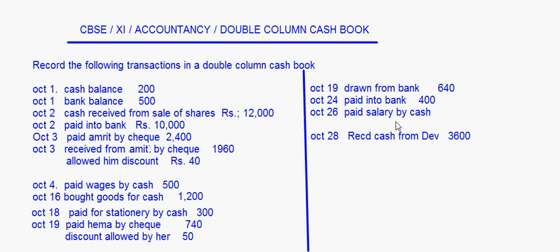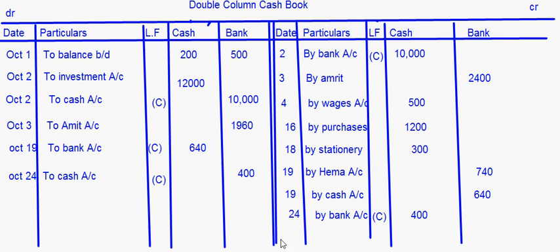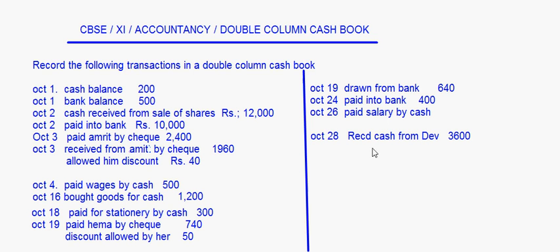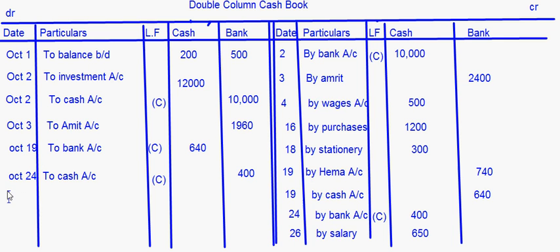After this you have paid salary by cash, October 26th, right? So paid salary by cash is here, by salary account. This is 650 rupees on the cash, fine. And there is one more entry there, received cash from Dev 3600, this is October 28th. Received cash, this is a receipt, right? October 28th, you are receiving cash from there. So in the cash you will have 3600, right?